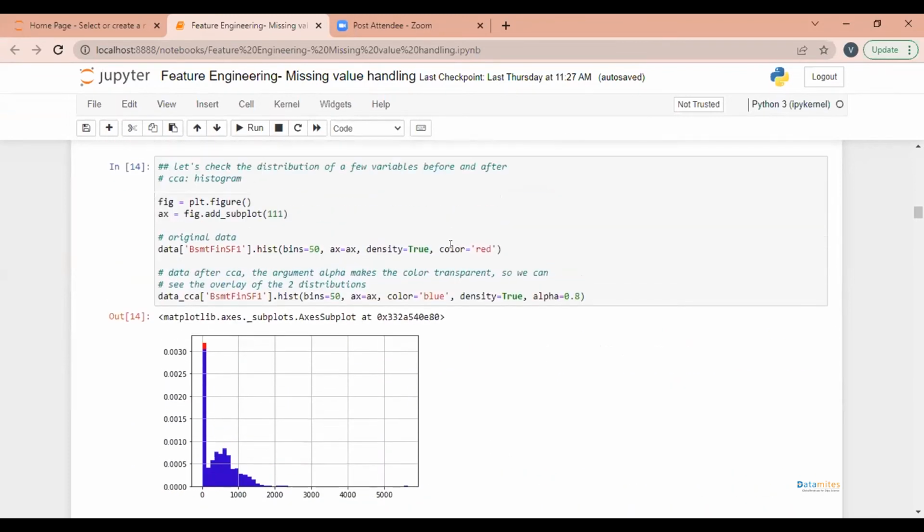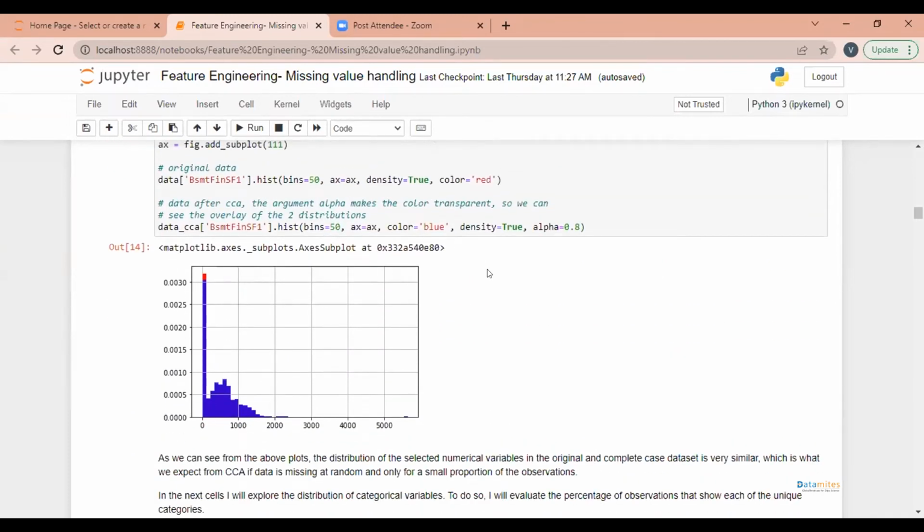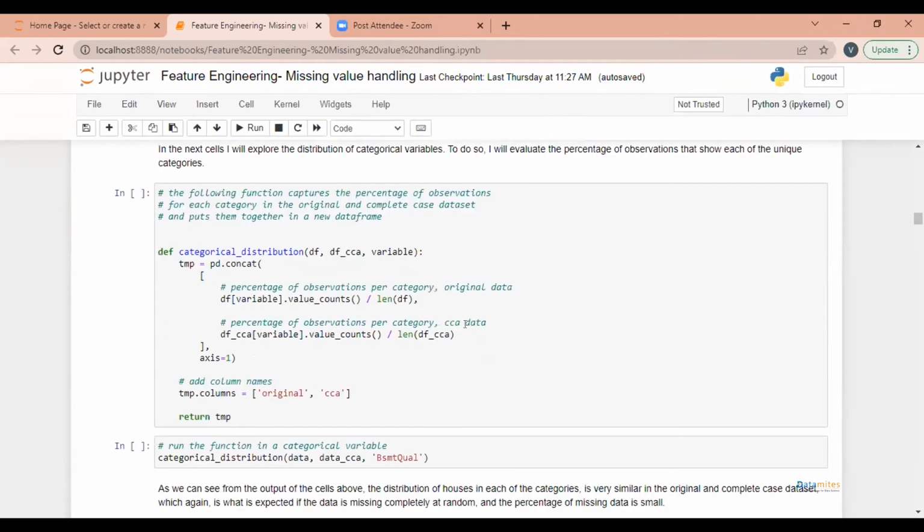These are examples of CCA for a numerical data set. We can also apply it for categorical variables. For categorical variables, to understand whether the distribution is preserved, instead of a histogram we can go for frequency analysis. Here you can see the function I have used for it. With this function, I have calculated the percentage of observations per category in the original data set and then in the data set with complete case analysis. We can see the example output for the variable basement quality.